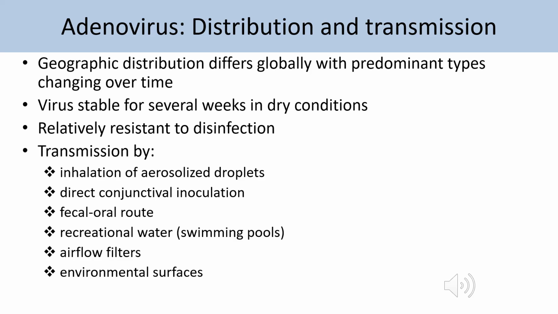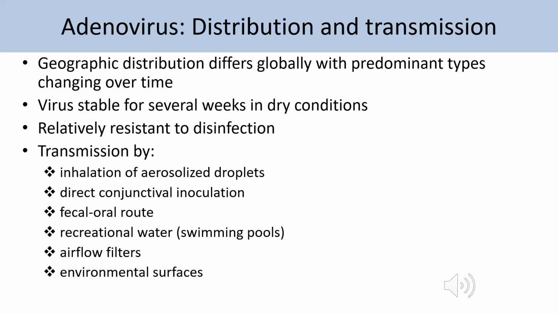Now, adenoviruses are distributed worldwide, but the different species predominance varies with the region, and this changes over time. So as the herd immunity improves, then you get a different adenovirus that takes over and so on and so forth.